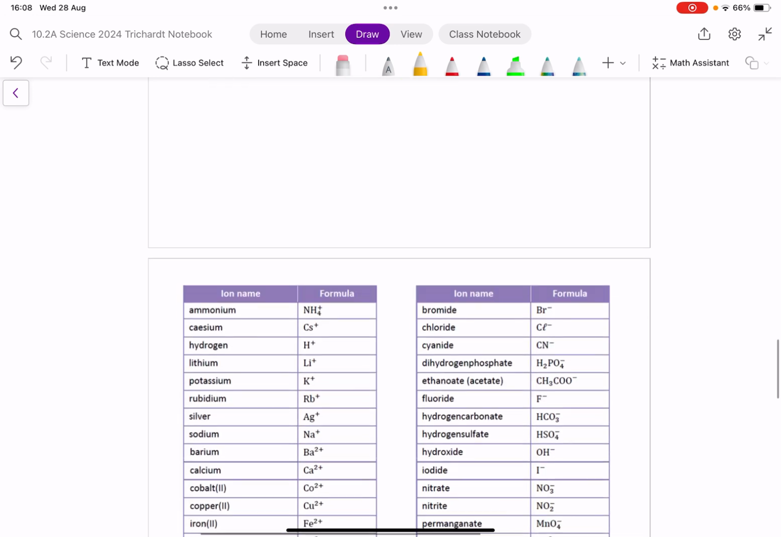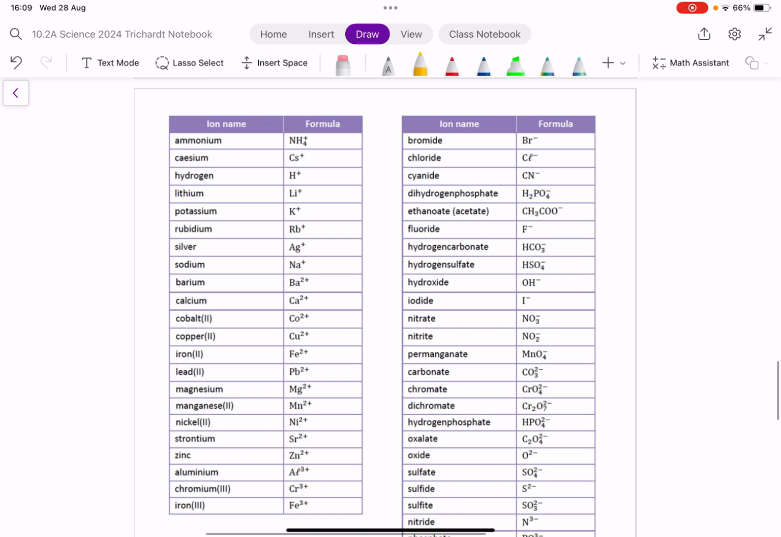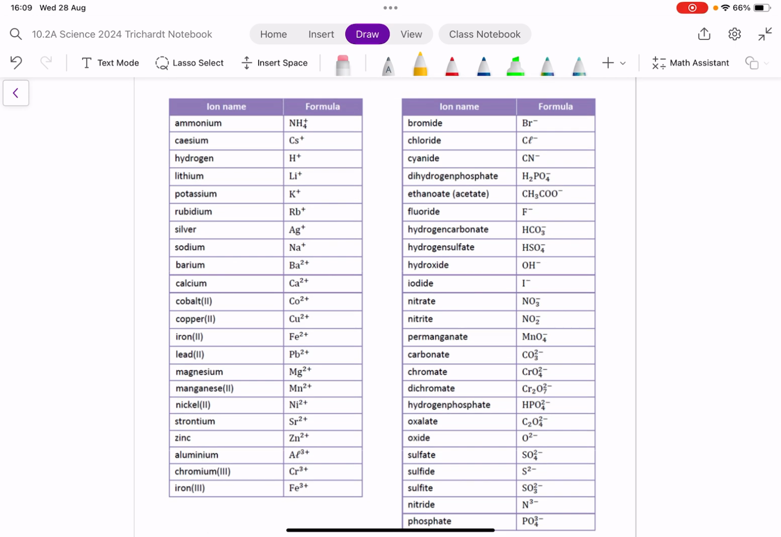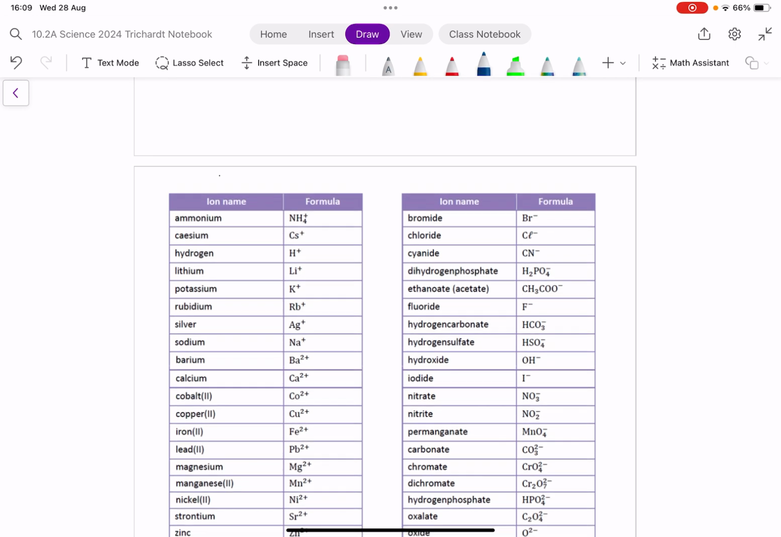That is it. Oh, and then you need to know how to use your ion sheet. So don't forget, you guys have this. You don't need to memorize the charges of the cations and anions. Remember, cations are positively charged. They are metals. So all of these are cations, these are anions.